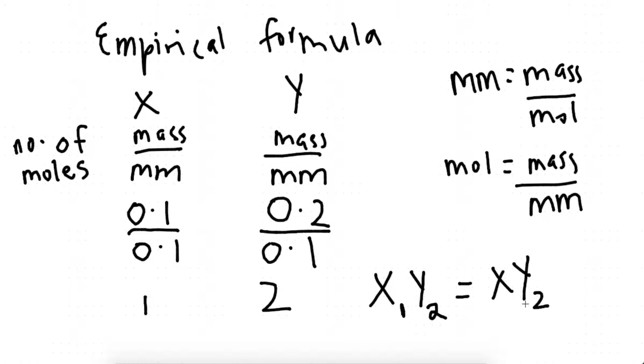Okay? Does this make sense, students? Let's now look at an actual example. So, 2.24 grams of iron combines chemically with 0.96 grams of oxygen to form an oxide. What is the empirical formula of the oxide? Okay, they've also given us the relative atomic mass of oxygen, 16, and the relative atomic mass of iron, 56.